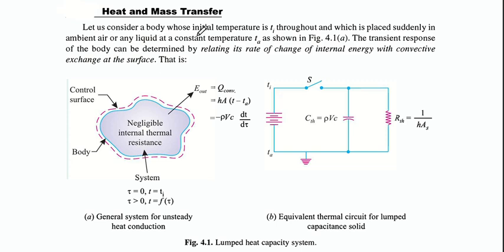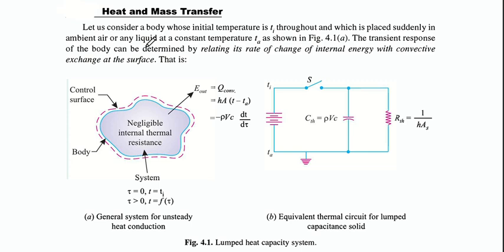We are having a body whose initial temperature is Ti throughout. Okay, that's a uniform temperature distribution. We have a body with an initial temperature throughout, which is placed suddenly in ambient air. Suppose it has a temperature of 50 degrees Celsius at any point. Throughout the body, it's a uniform temperature. So you take any point of that body, it will have the same 50 degrees Celsius.